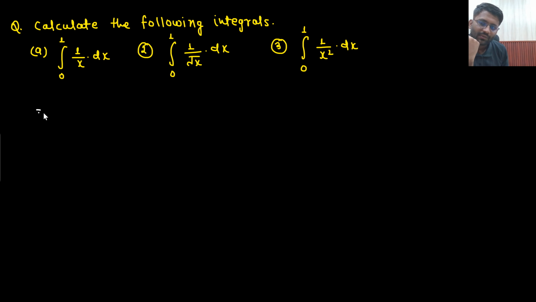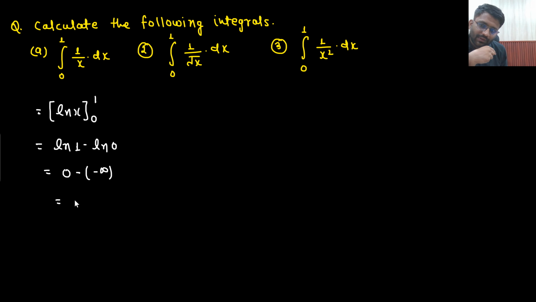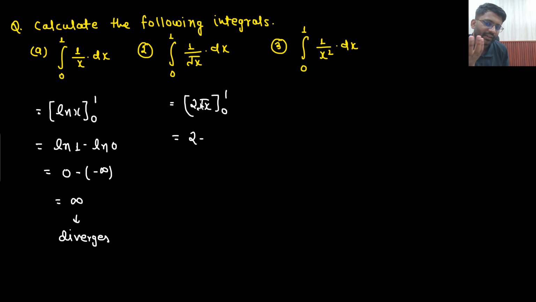Let's solve it. Ln x from 0 to 1, right? Ln 1 minus ln 0, that is 0 minus infinity. Ln 0 is minus infinity, no? So it is going to infinity only, diverging. Sir, as of now, I don't feel it is changing the scenario, but it will change the scenario here. What will be the integration? 2 under root x, limit going from 0 to 1. You put 1 here, so 2. You put 0 here, so it would be 0. What is the answer? 2. Here it is converging.